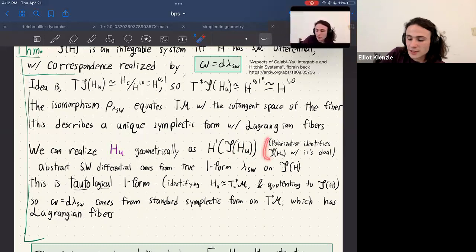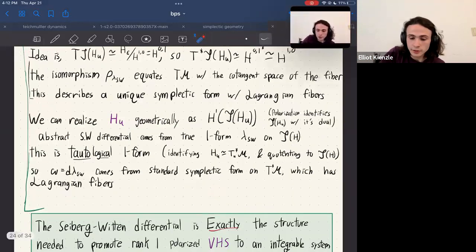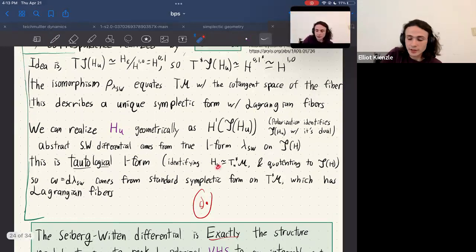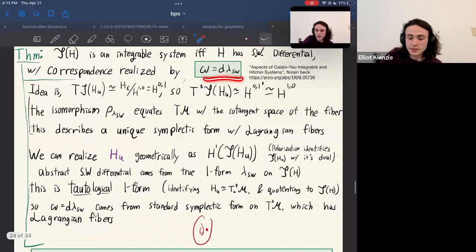Secretly, we're using the polarization here to identify each torus with its dual. But basically, we start with a point on each torus. That's the section defined by the Seiberg-Witten differential. And we're just using duality to convert that to a one form. And that gives us a one form on the whole space. And in fact, identifying the whole space with the cotangent bundle of the base, that one form is actually the tautological one form. And this falls out almost immediately.